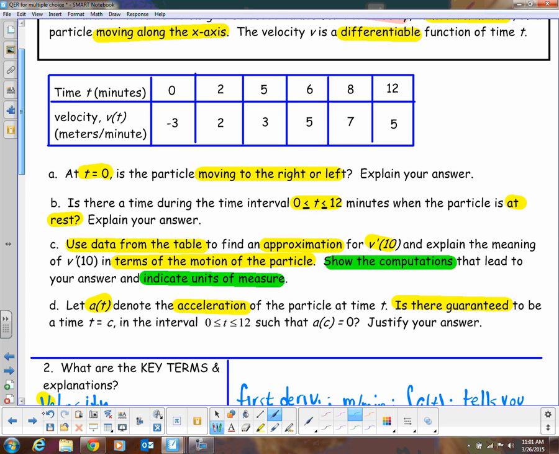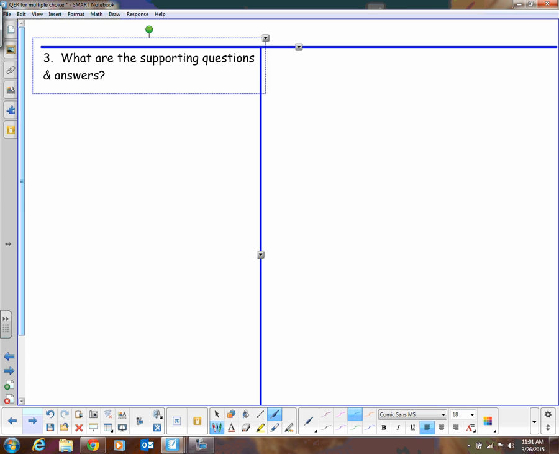Now, this is where I need the book. What are the supporting questions and answers? This is where we are going to start to solve the question. You all are taking notes, correct? These are yours to write in. However, on the free responses, I did not leave enough space for you to write in. Here we go. You ready?